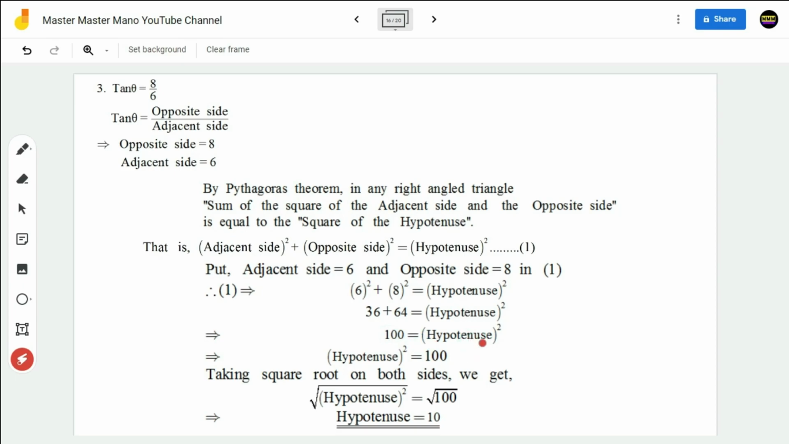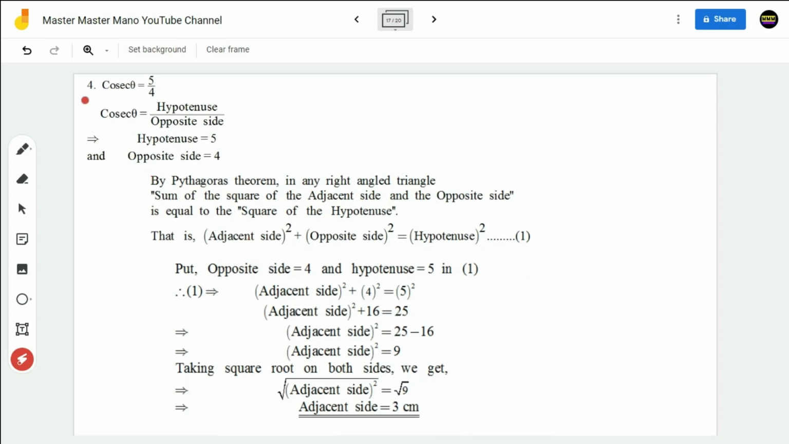This hypotenuse square is brought to the left hand side of the equation and 100 is brought to the right hand side. Taking square root on both sides, we get root of hypotenuse square equal to root of 100. When root of hypotenuse square is coming out, it will be hypotenuse equal to, when root of 100 is coming out of the root, it will be 10. Hence, we have found the length of the hypotenuse by Pythagoras theorem.